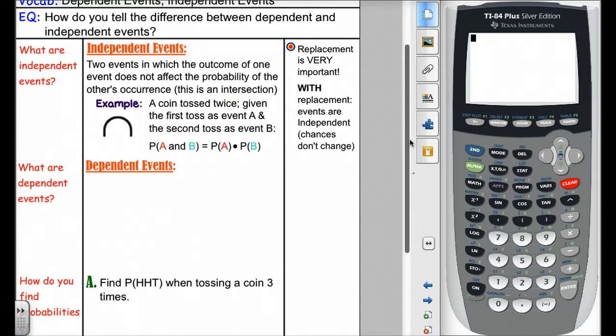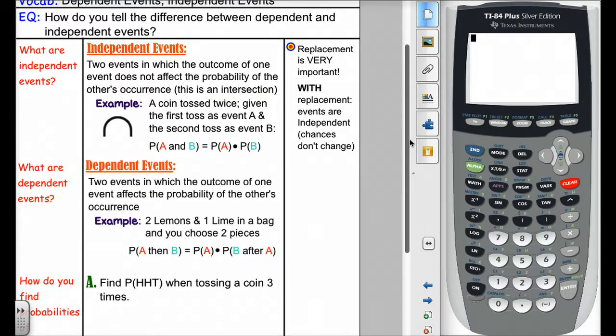However, we also have dependent events. Dependents are where the outcome of one event affects the probability of the other occurrence. So if you have 2 lemons and a lime in a bag and you choose 2 pieces, you are going to have an increased chance of getting a lime if a lemon is already chosen, but you have, starting off, a better chance of a lemon.